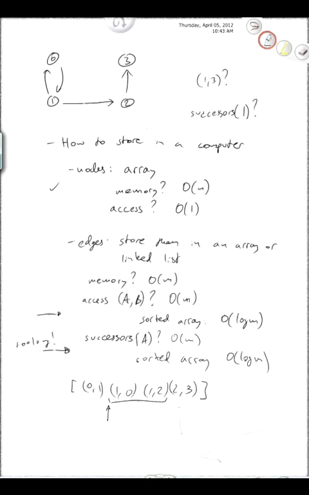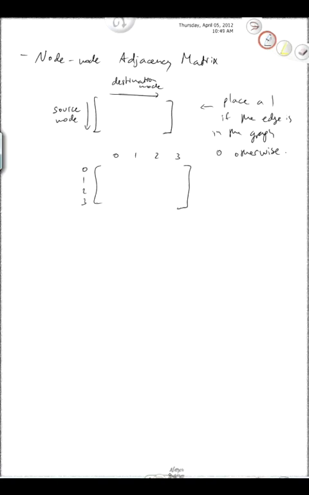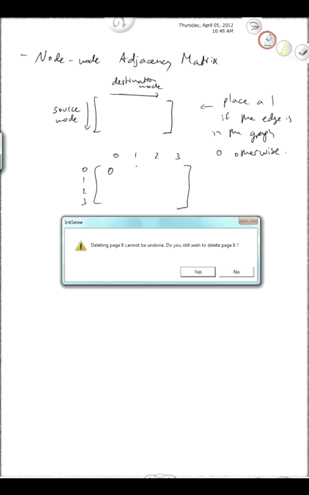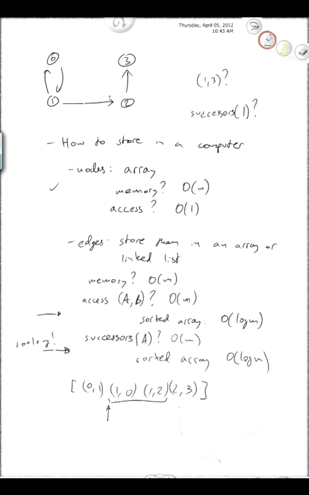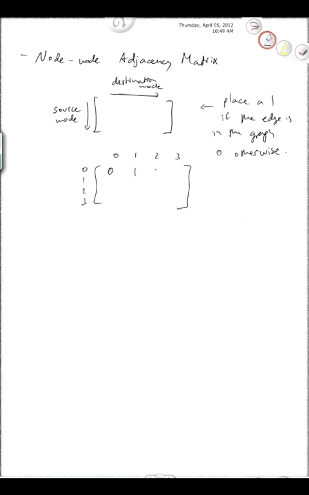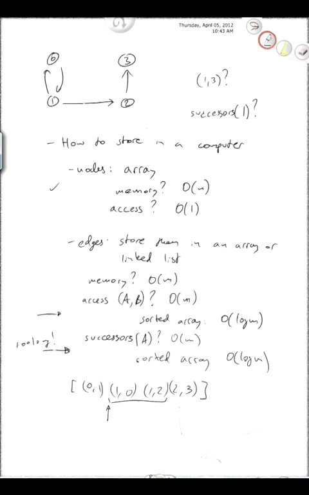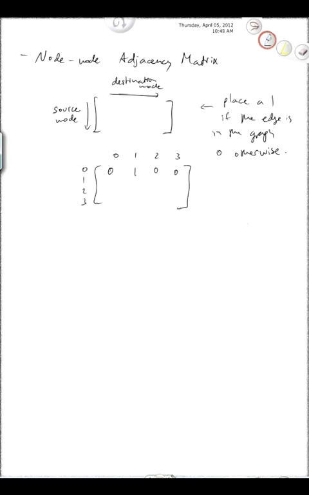So let's do this. I need to put a 1 on location 0, 1. So 0, 0 gets a 0, and 0, 1 gets a 1. What about 0, 2? There's no edge, and for 0, 3, there's no edge. So 0, 2 and 0, 3 are both zeros. If we go back, the only edges that 1 has are to 0 and to 2. And so the next row is going to be 1, 0, 1, 0.